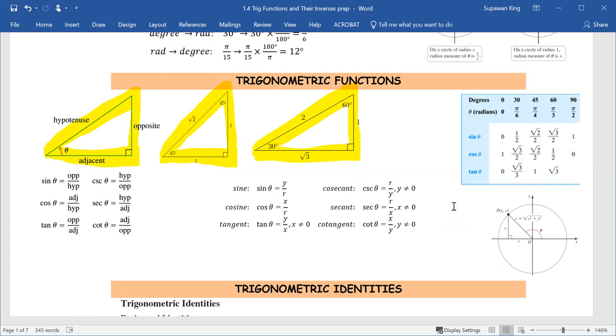For the relationship of x, y, and r in the coordinate system, a point on the circle gives you the ordered pair x, y, and r is the distance from the origin to the point x, y on the circle. With the relationship of x, y, and r, sine theta is y over r, cosine theta is x over r, tangent theta is y over x, and the other three trigonometric functions are the reciprocals of the first three functions.